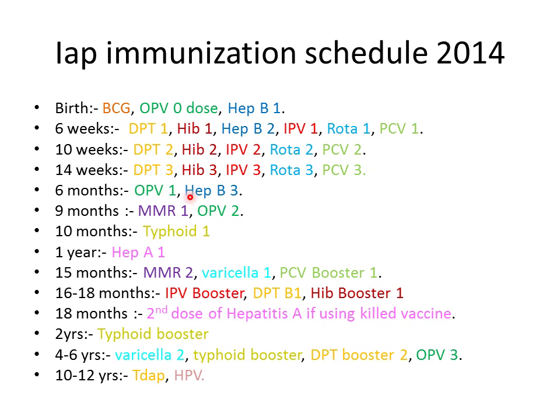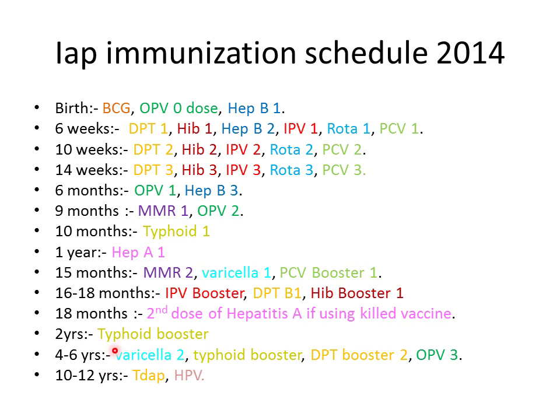At 10 months, typhoid is given. Remember the 10 months typhoid, only one vaccine, and at 1 year, hepatitis A. Another difference is varicella 1. Varicella 1 vaccine is given at 15 months, and varicella 2 is given at 4 to 6 years. At 15 months, the PCV booster is also given. Same as the national immunization schedule, the DPT booster 1, Haemophilus influenzae B booster 1, and IPV booster are given at 16 to 18 months. There are two boosters for typhoid, at 2 years and 4 to 6 years.